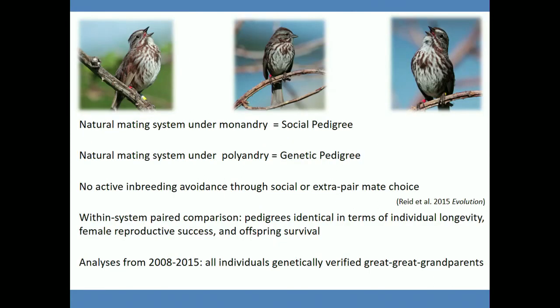So if you think about it, our observations from the study system really form two parallel data sets: one which represents a natural mating system under monandry, given the social pedigree, and the other which incorporates extra pair mating and hence underlying polyandry, given the genetic pedigree. And we know that mating is effectively random with respect to relatedness, so females aren't actively avoiding inbreeding through their choice of social or extra pair mate. And so what this allows us to do is see how polyandry in the past can trickle down through the pedigree to affect the potential for inbreeding with closer and more distant relatives.